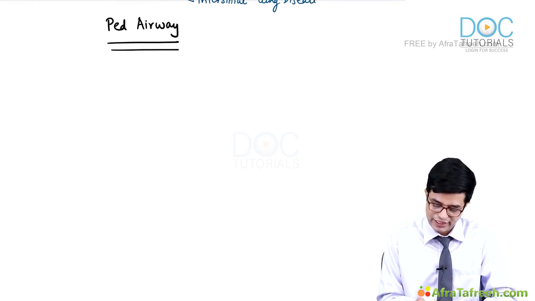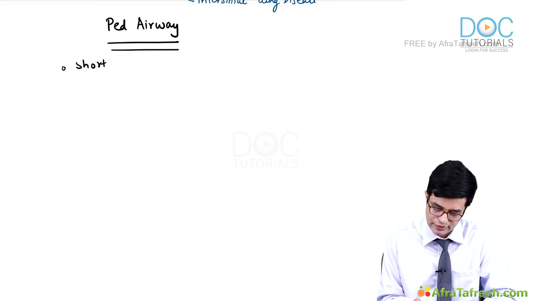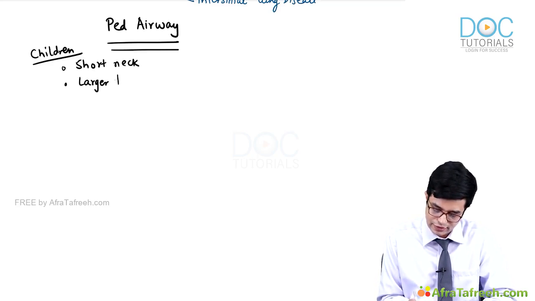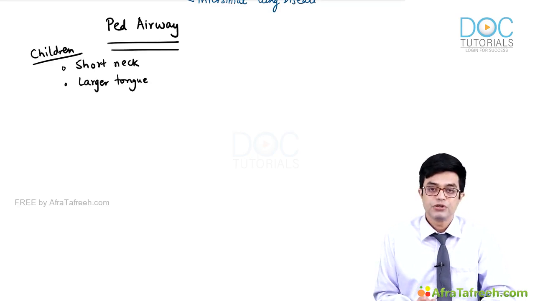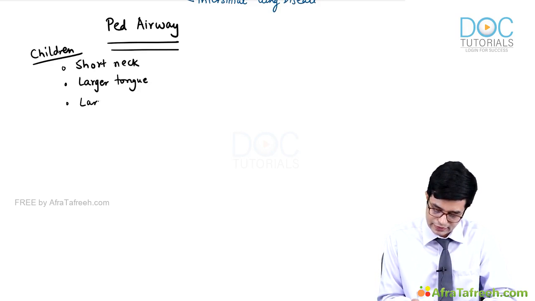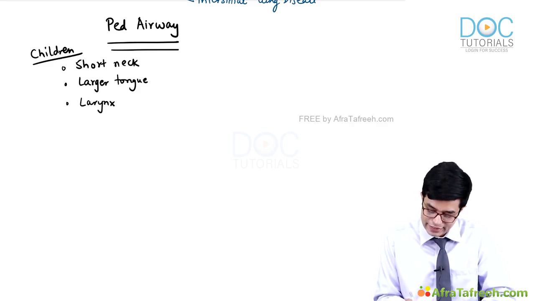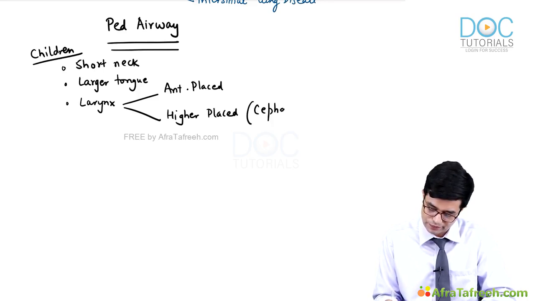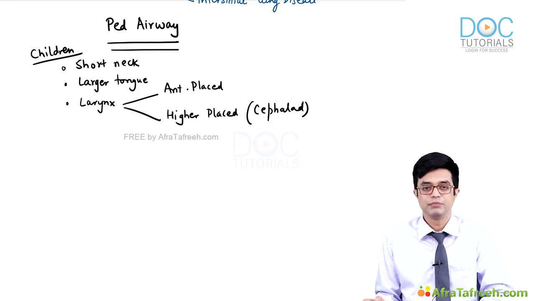The pediatric airway, or a child's airway, is unique. Children have a short neck. Children are found to have a larger tongue compared to the oral cavity. Children are found to have a larynx which is not only anteriorly placed, it is also higher placed. Higher placed is sometimes written as cephalad presentation. It is higher placed as compared to adult larynx.